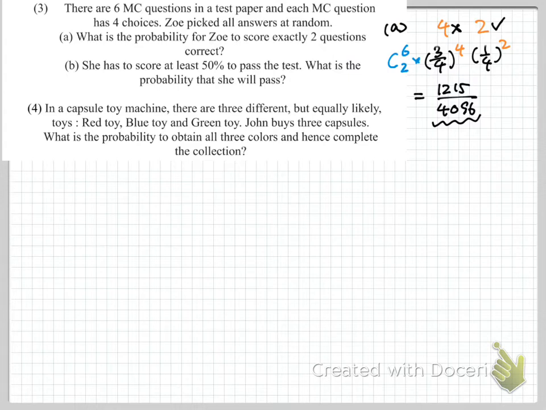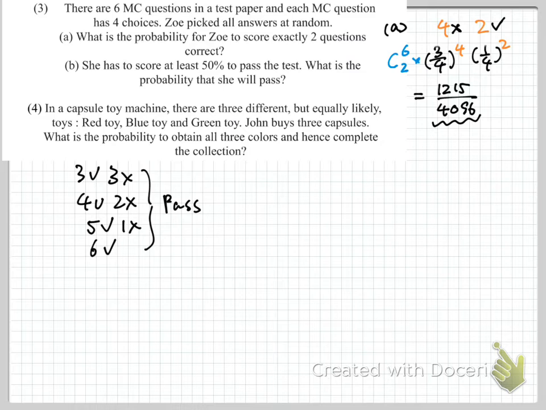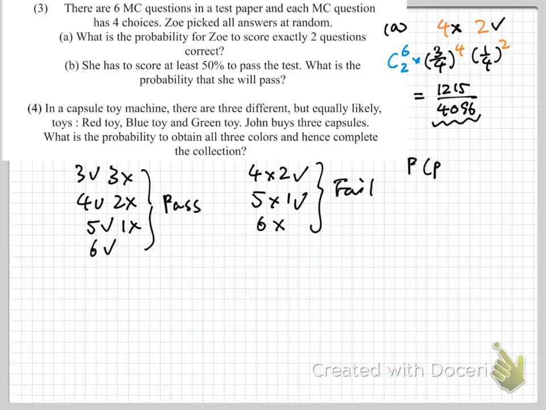And then part B, we want to calculate the probability to pass. To pass we can have 3 correct 3 wrong, 4 correct 2 wrong, 5 correct 1 wrong, or all 6 correct. These will contribute to pass. Alternatively, we can think about one fewer case: the failing situation. This will fail: 2 correct 4 wrong, 1 correct 5 wrong, or all 6 wrong. We calculate the probability of failing, and 1 minus that answer will be the probability of passing.